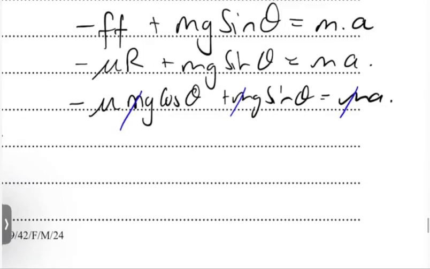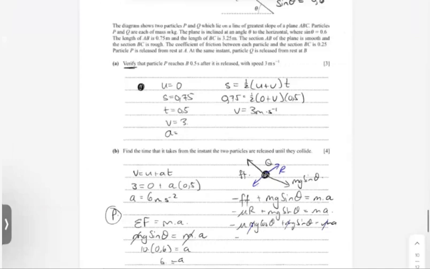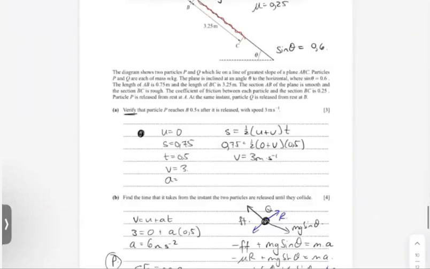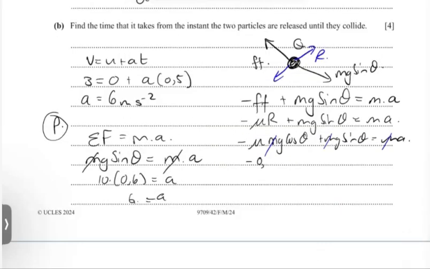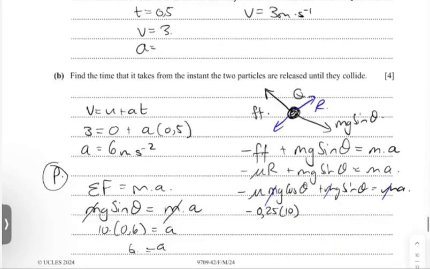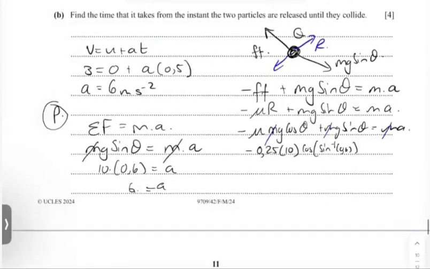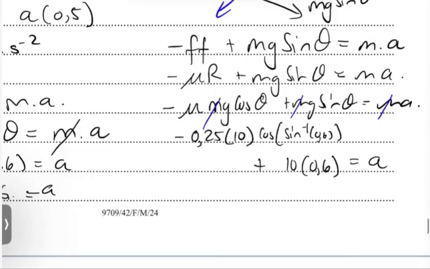So I am going to be able to solve this without even having a clue as to what the weight of this thing is. Okay, my mu is 0.25, gravity is 10, and then cos of the inverse of sine of 0.6 plus 10 of 0.6 is equal to my acceleration. Wow, this is cool. Okay, nice to know this type of sum. Good to practice it.